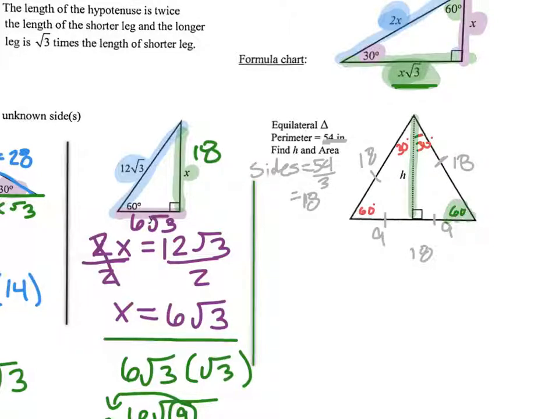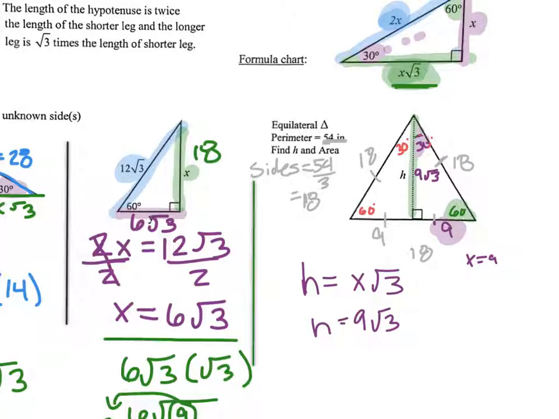Okay, so we're looking at x square root of 3. So we need to figure out what is our x. Our x, from the formula chart, is always across from the 30-degree side. So this is 30. Across the way is 9. That's across from my 30. So x is equal to 9, which means my height is equal to x square root of 3, where x has a value of 9. So my height is 9 square root of 3.